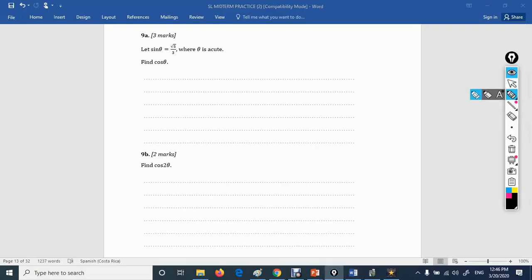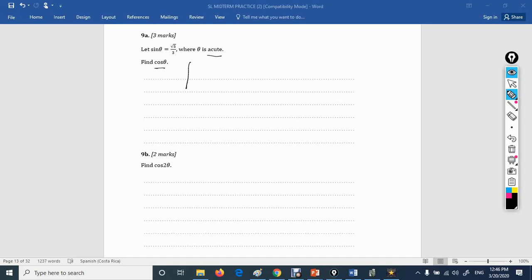Very well, so next I'm going to work on questions 9a and 9b. So for 9a, we've done others that are similar to this one, but that's okay, we'll do it anyway. So sine of theta equals square root of 5 over 3, where theta is acute. This is important. Find cosine of theta.